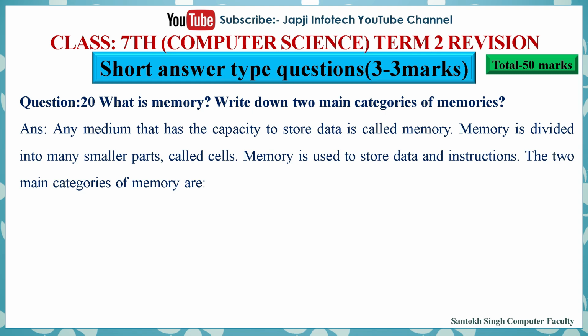Write down two main categories of memory. Any medium that has the capacity to store data is called memory. Memory is divided into many smaller parts called cells. Memory is used to store data and instruction. The two main categories of memory are, the first one is primary memory and the second one is secondary memory.